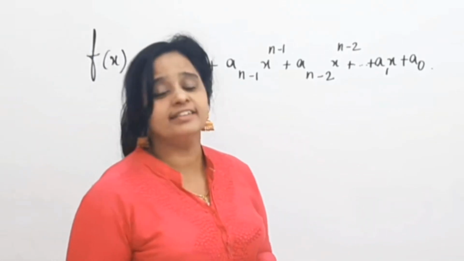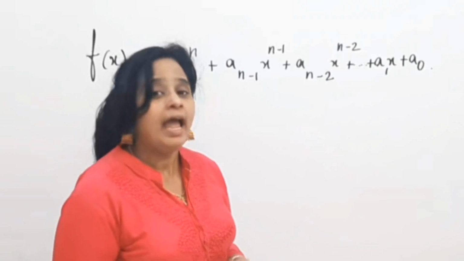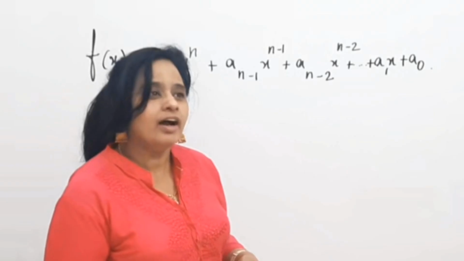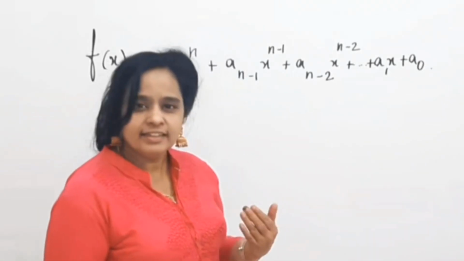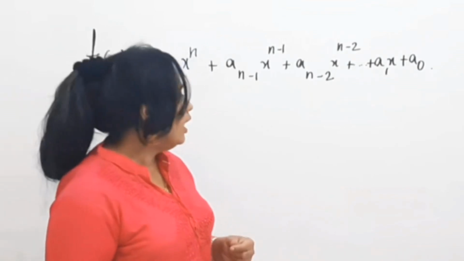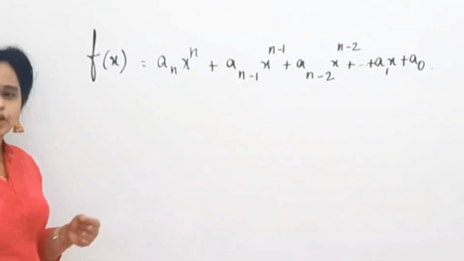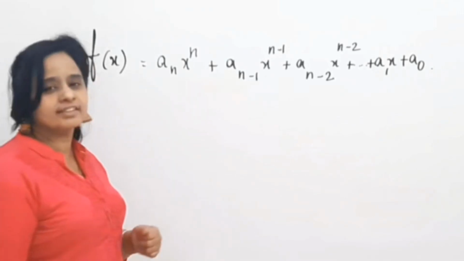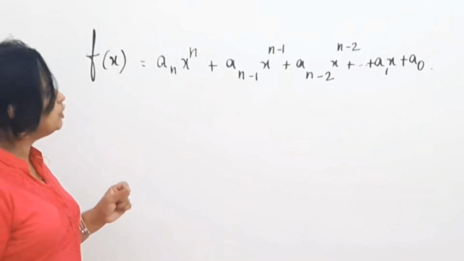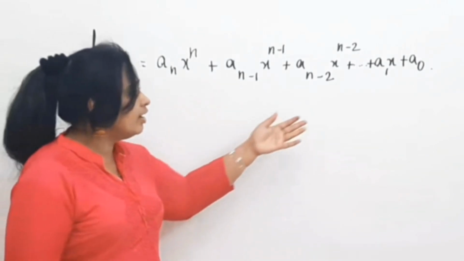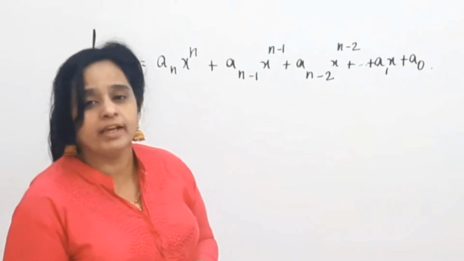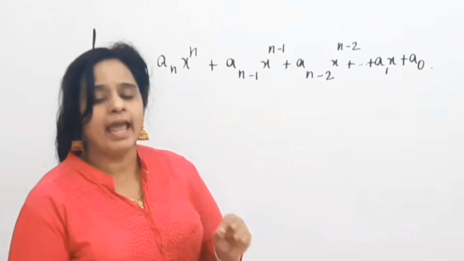Children, we have studied algebraic expressions and polynomials in our previous year classes. Now we are going to extend the continuation of these chapters. Let me take f of x as the polynomial, which is defined like this: an x to the power n plus an minus 1 x to the power n minus 1, etcetera, plus a1x plus a0, is said to be a polynomial in the variable x.